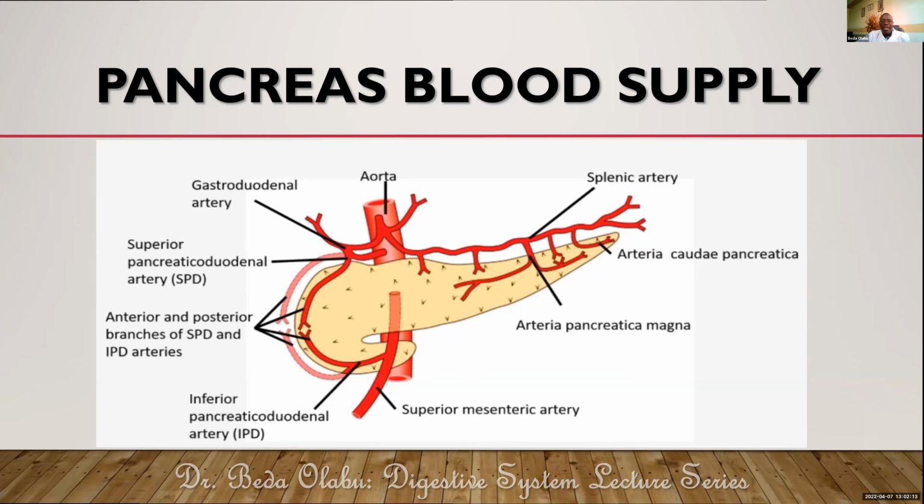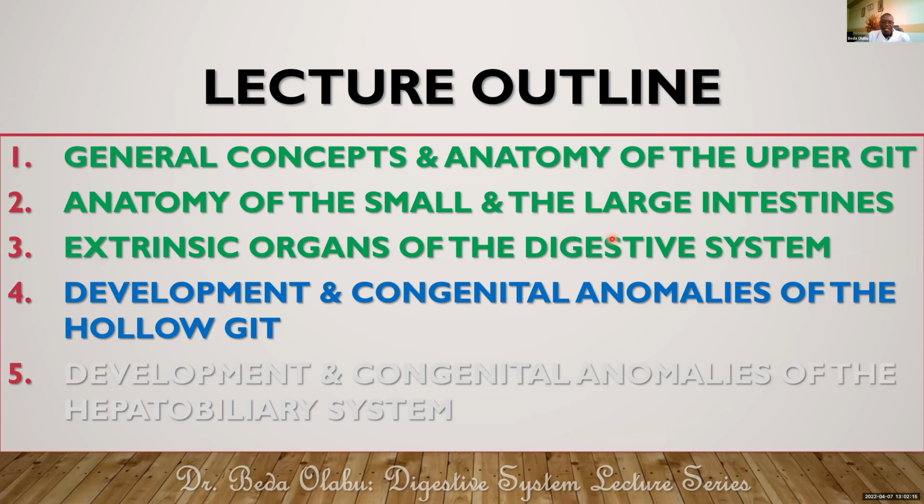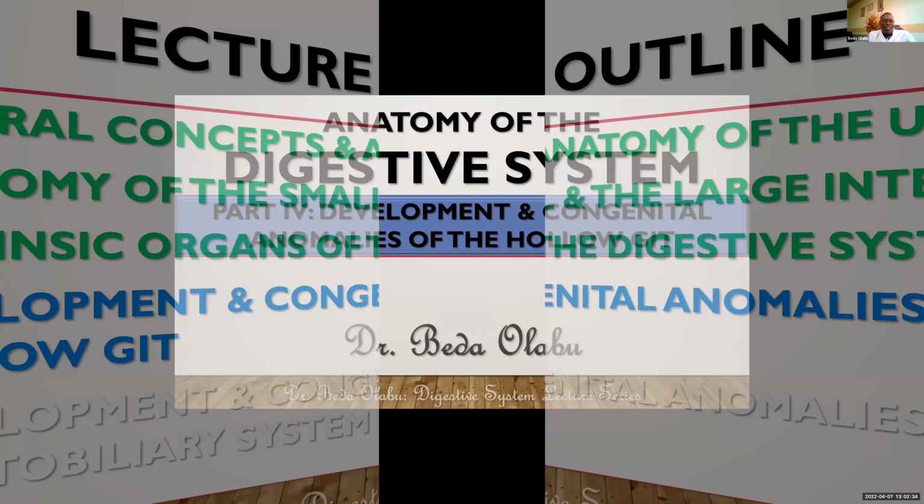That is the blood supply to the pancreas, and that marks the end of that lecture on exocrine organs of the digestive system. So our next topic will be focusing on development and malformations of the digestive system, and we'll be focusing largely on the hollow GIT first.